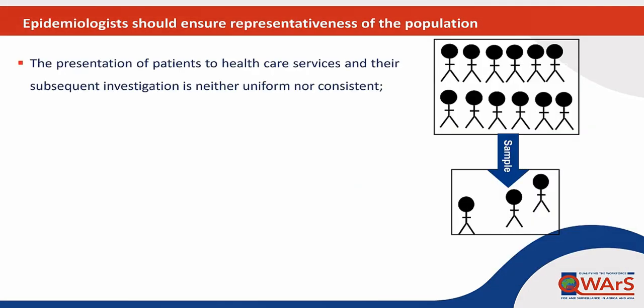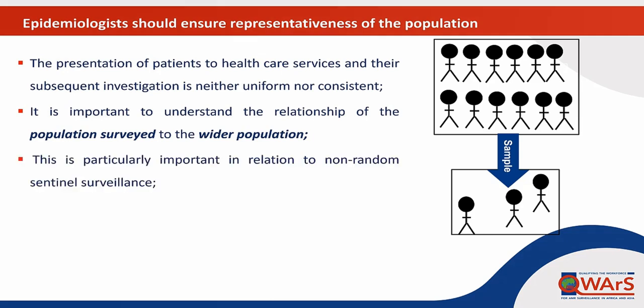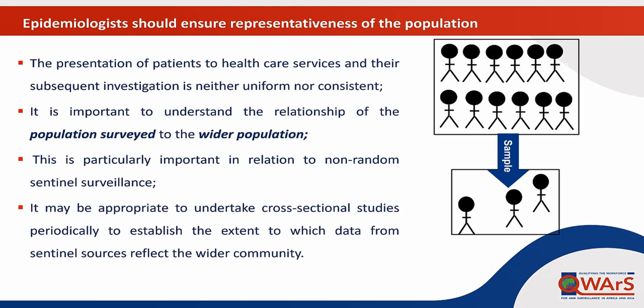Epidemiologists should ensure representativeness of the population surveyed, national and sentinel site catchment area. The presentation of patients to healthcare services and their subsequent investigation is neither uniform nor consistent. Therefore, it is important to understand the relationship of the population surveyed to the wider population. This is particularly important in relation to non-random sentinel surveillance. It may be appropriate to undertake cross-sectional studies periodically to establish the extent to which data from sentinel sources reflect the wider community.